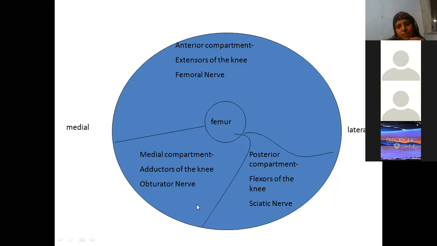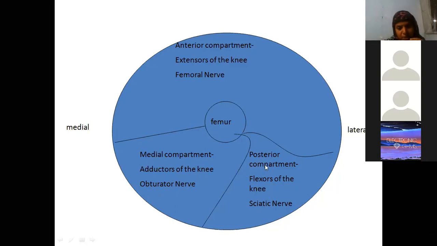What is the nerve supply of the medial compartment of the thigh? Which nerve do we have there? Obturator nerve. Very good. These medial compartment muscles are adductors of the knee. I am not asking about the posterior compartment now. Be ready for tomorrow, when I will again be asking all the compartment muscles, but you must be knowing.